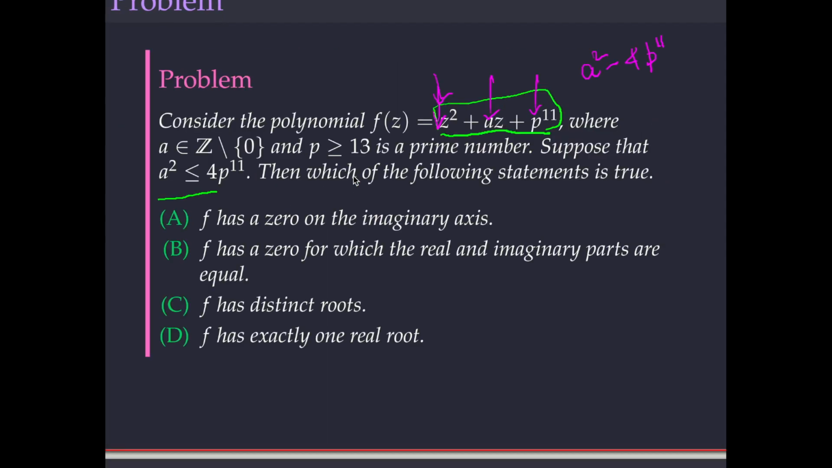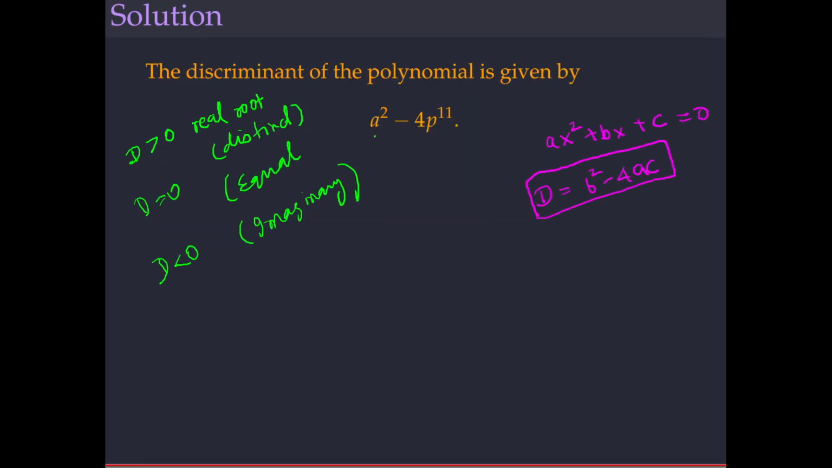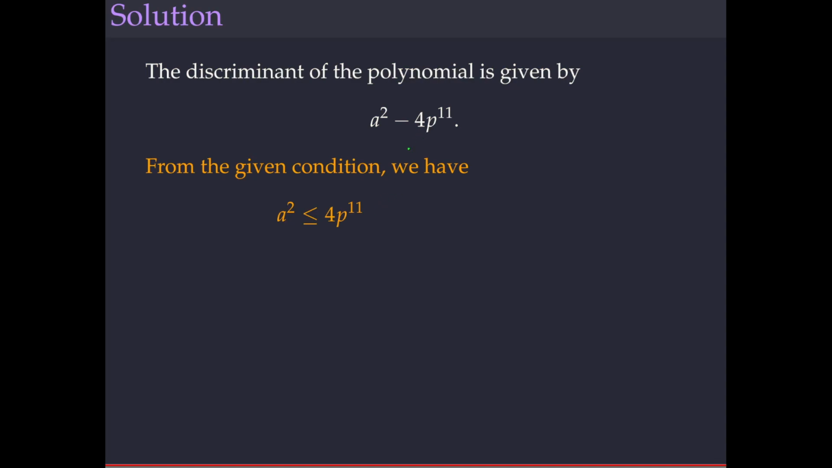In the problem, you recall that we are given the condition that a square is less than or equal to 4 times p to the power 11. So this quantity, a square minus 4p to the power 11, is less than or equal to 0. So D greater than 0 is not possible. So it means that this does not have purely real roots.